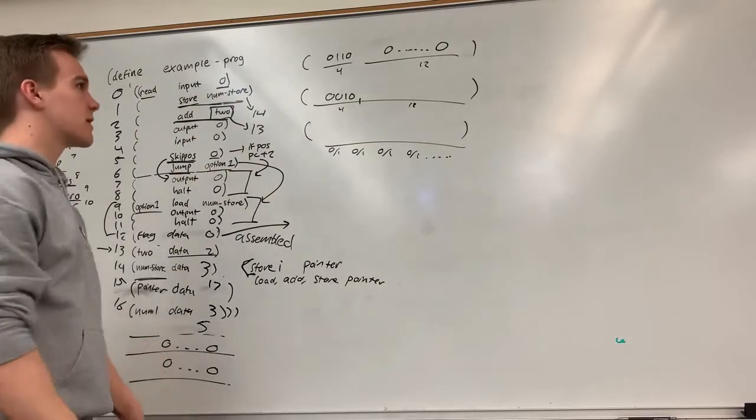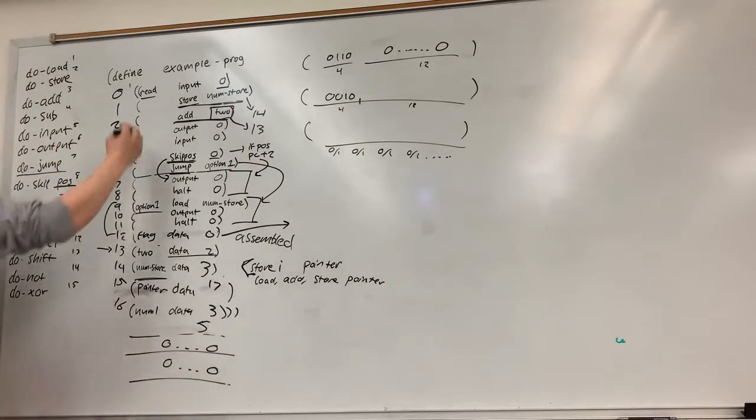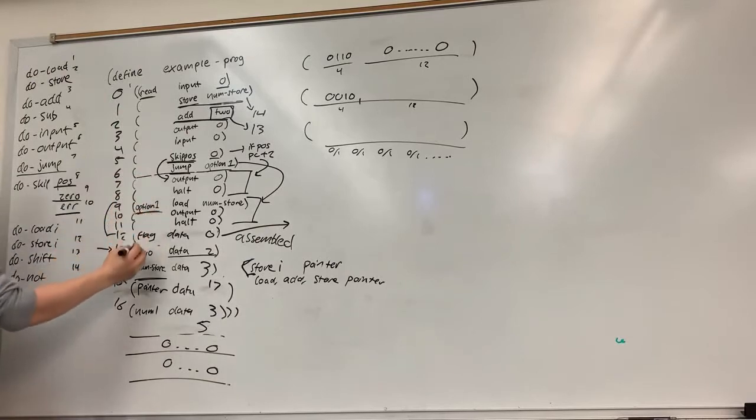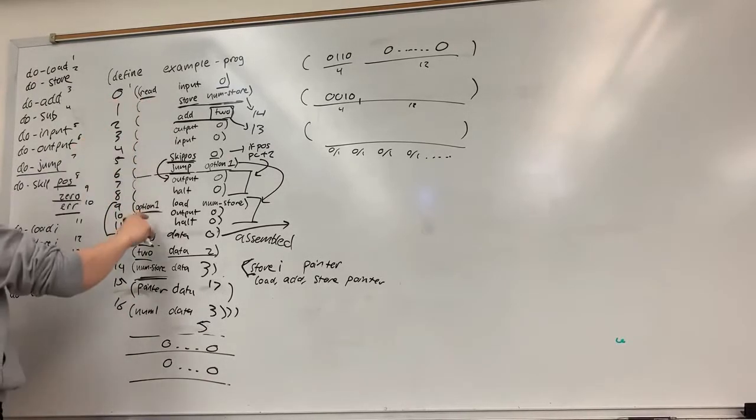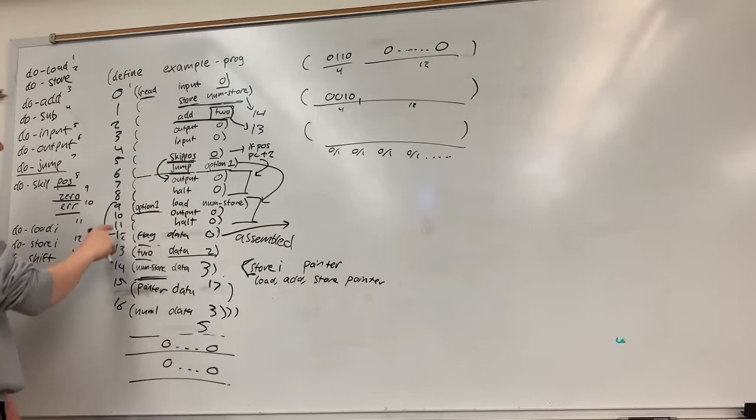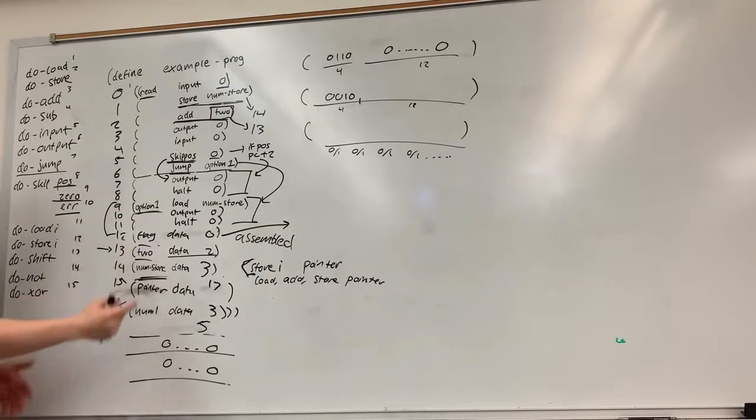Okay, so we should talk about what a symbol table is. A symbol table takes all these third parts and associates them with the address they represent. So here, read is going to be the address 0. Option 1 is going to represent the address 9. 5 will be 12, 2 will be 13, etc.